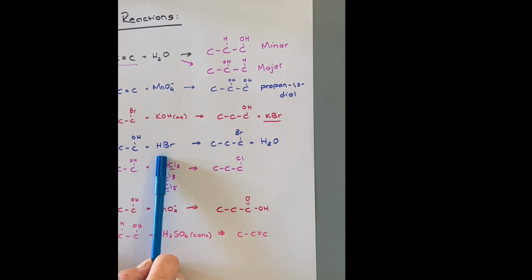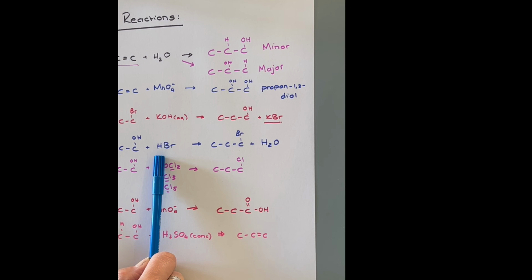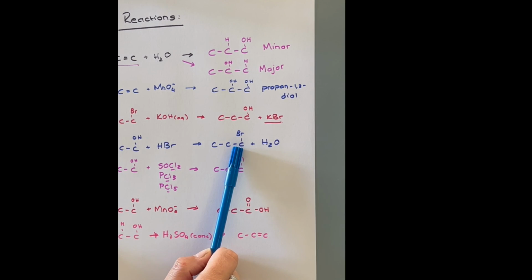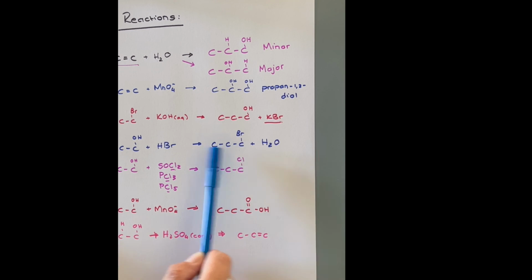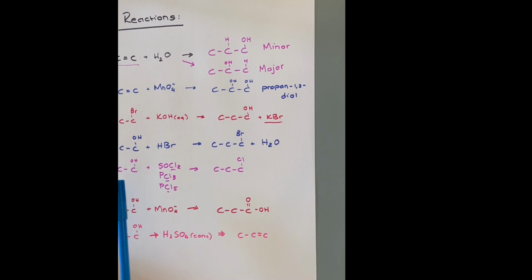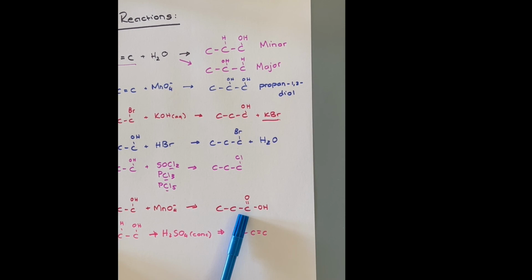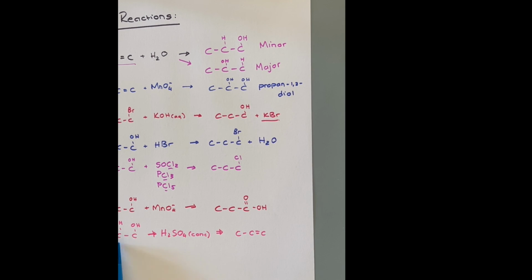If we have an alcohol and we add a hydrogen halide, so hydrogen with a halogen, we can swap the OH with the halogen to make a haloalkane. So that's again a substitution reaction. Again, we can substitute it if we specifically want to add a Cl to it. We swap it with SOCl2 or PCl3 or PCl5. If we have an alcohol and we oxidize it, again wine into vinegar, we're oxidizing it and it becomes a carboxylic acid. And then the last one is if we have an alcohol and we add concentrated sulfuric acid.